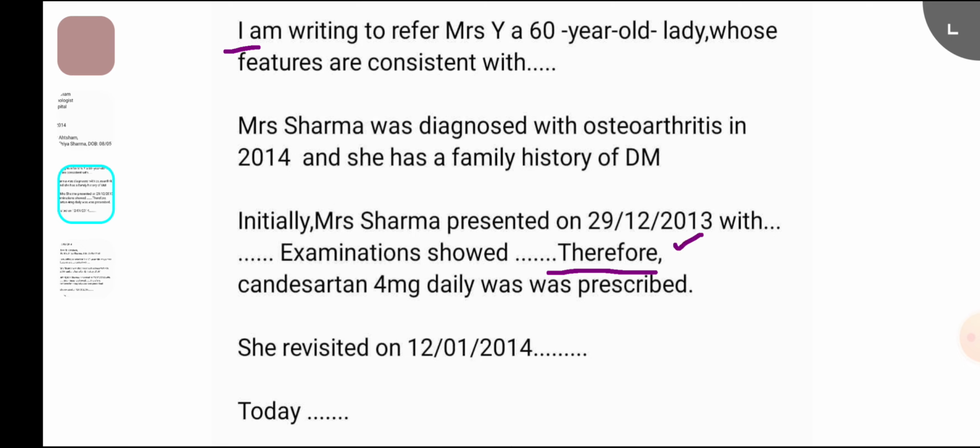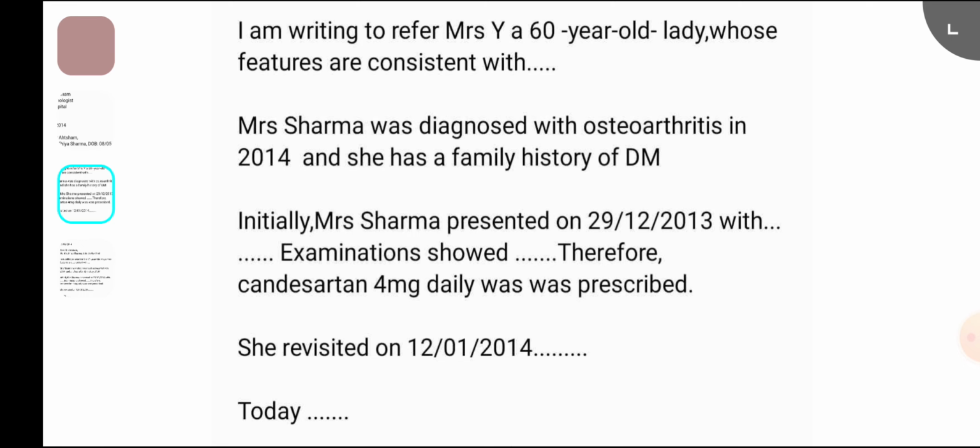Therefore, okay, however, examination was unremarkable except for high BP or something like that. Try to use the connectors because that's going to make a story. Now, one very important thing which most of the students encounter: if there are 4 or 5 symptoms, like headache, nausea, vomiting, diarrhea, leg pain, how are you going to write that?